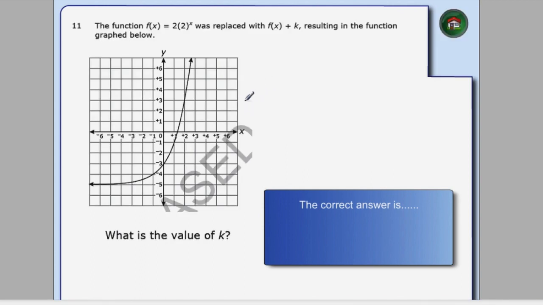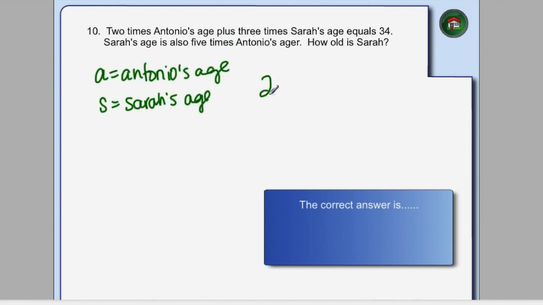Two times Antonio's would look like this. 2 times Antonio plus 3 times Sarah's is 34. Sarah's age is 5 times Antonio's, so that means S equals 5 times Antonio's. Then you're trying to find out how old Sarah is. So now, again, you've got 2 equations with 2 different unknowns, A and S. If you notice, S equals 5A, so this one we can use substitution.